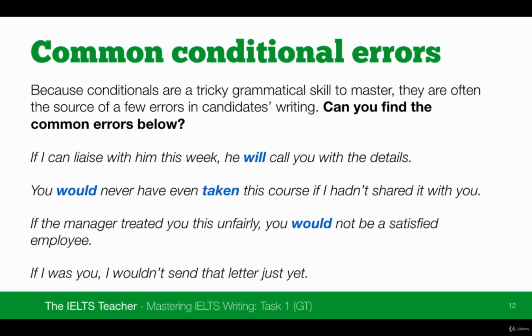Finally, if I was you, I wouldn't send that letter just yet. Now we've looked at 2 examples already of why this might be an incorrect sentence, so hopefully you were able to work this one out. The issue is the was. It should be a were. The actual form of the sentence is fine. We've got that past simple followed by would or wouldn't plus the infinitive to create a second conditional. But the appropriate word to use in this case is were, not was. And that's a subject-verb agreement error. So if I were you, I wouldn't send that letter just yet.